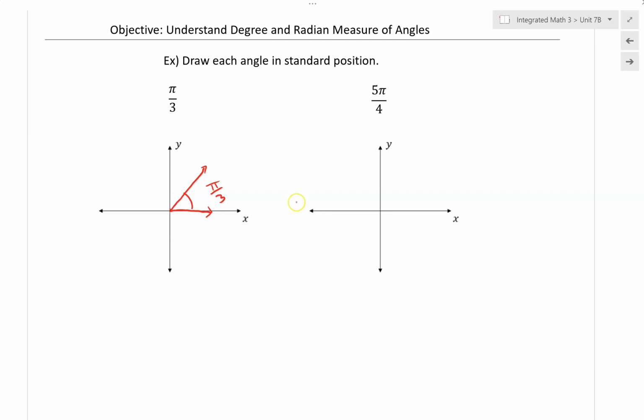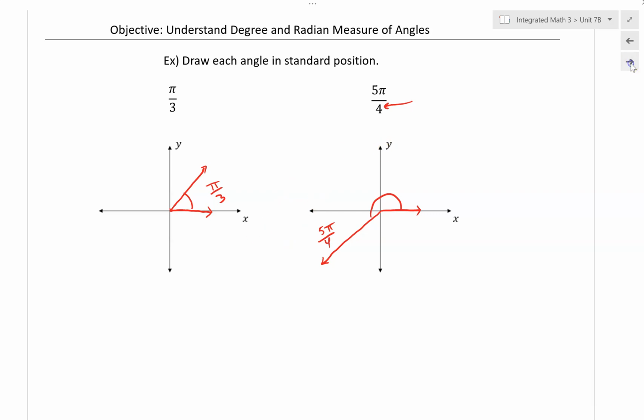Okay, well, I know that this is pi, and if I look at the denominator, it's 4. I want this denominator to be 4, so to be pi, it's 4 pi over 4. Okay, so here's my initial side. 4 pi over 4. Now I want 1/4 more. I want it to be 5 pi over 4, okay? And that's going to be here, right? So 5 pi over 4, right there. And there you have it.